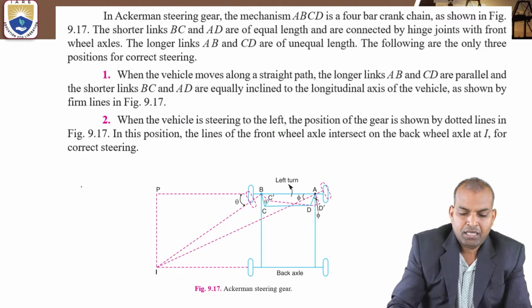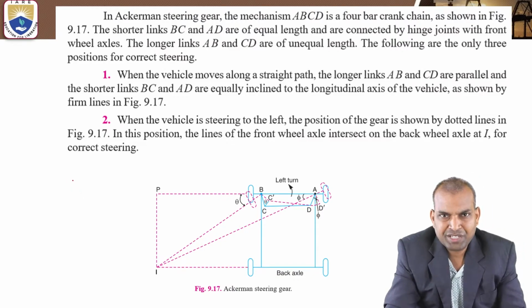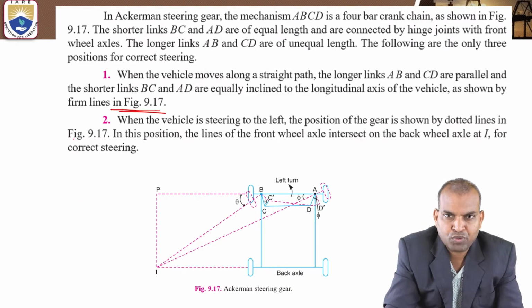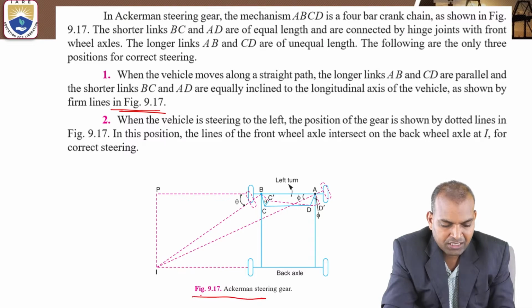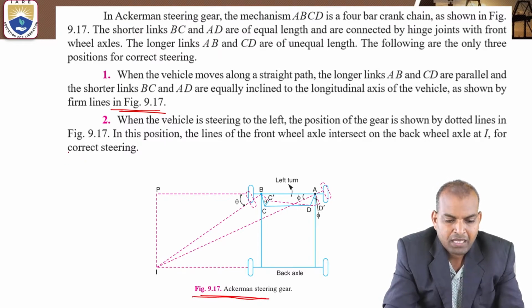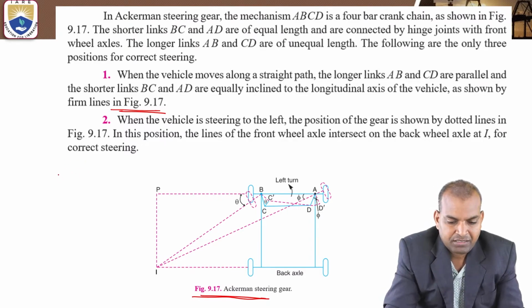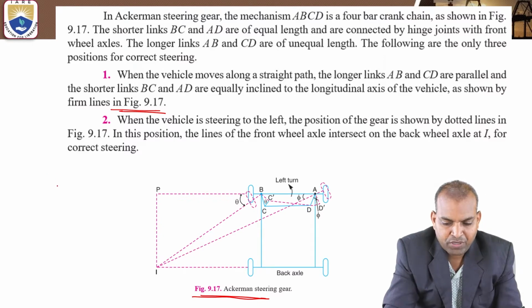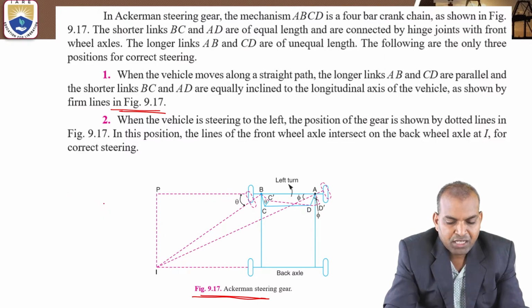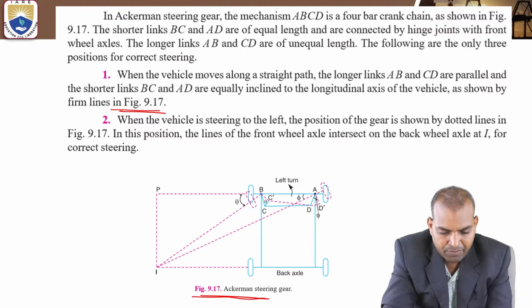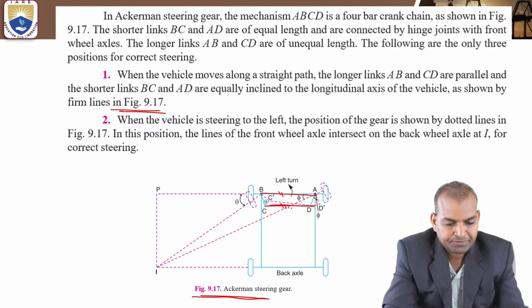Now let me describe the Ackermann steering gear mechanism from the textbook, that is R.S. Khurmi. The figure shown here is 9.17. So that's why I mentioned here the figure is 9.17. Now in the Ackermann steering gear, the mechanism ABCD is a 4-bar crank chain. When the vehicle moves along a straight path, the links AB and CD both are in parallel.